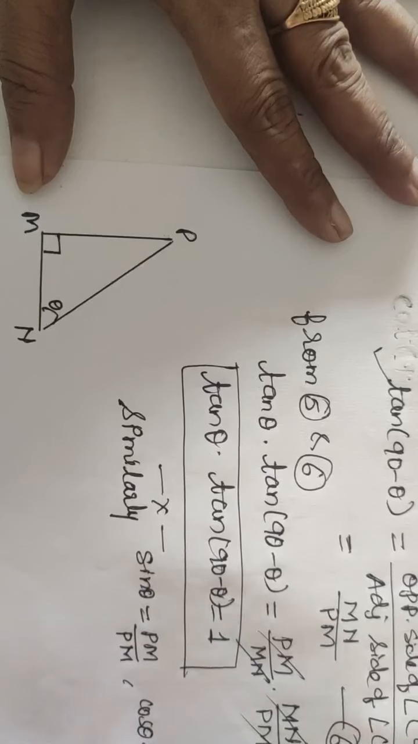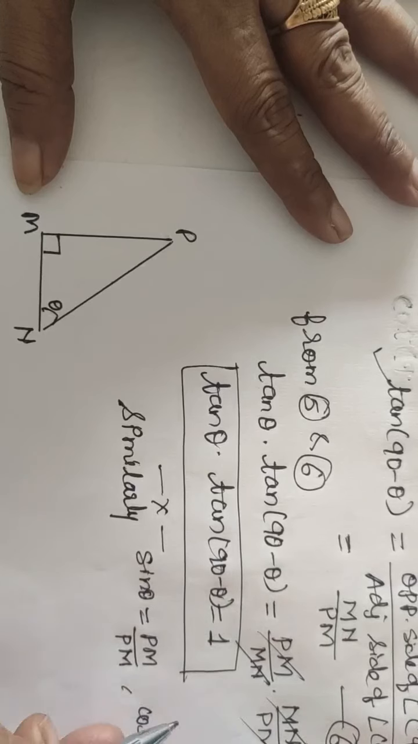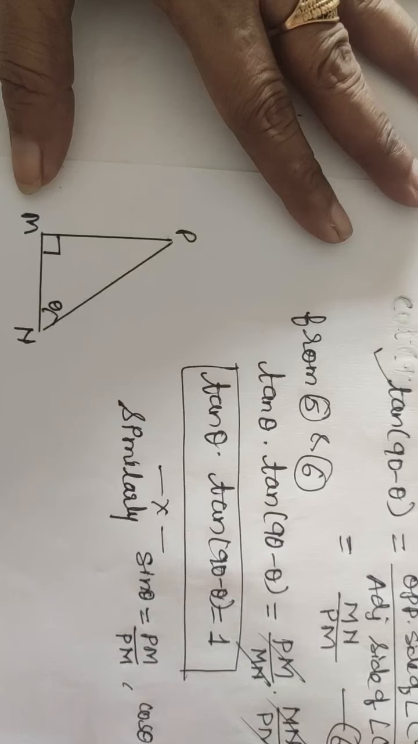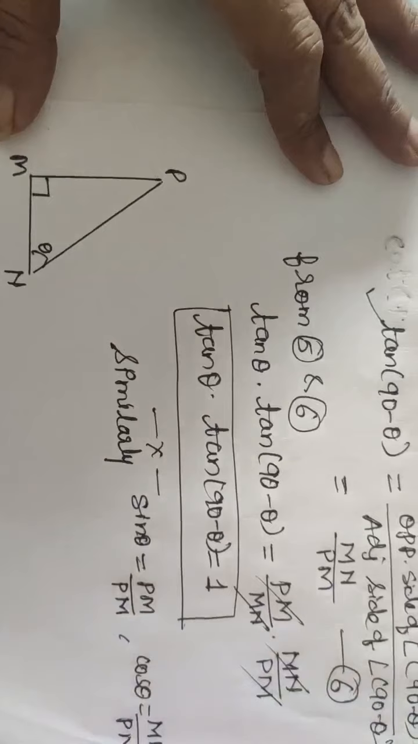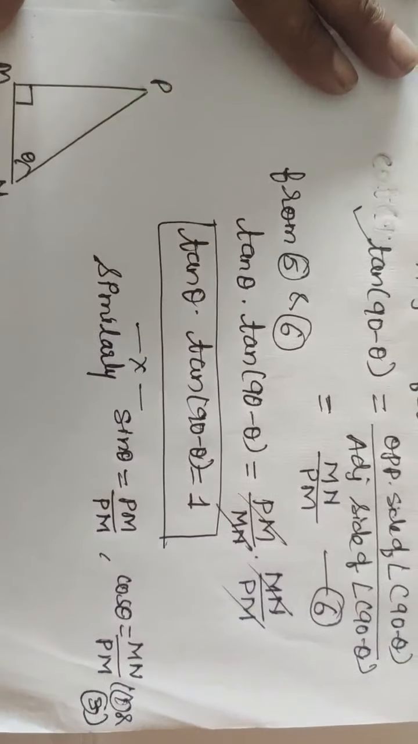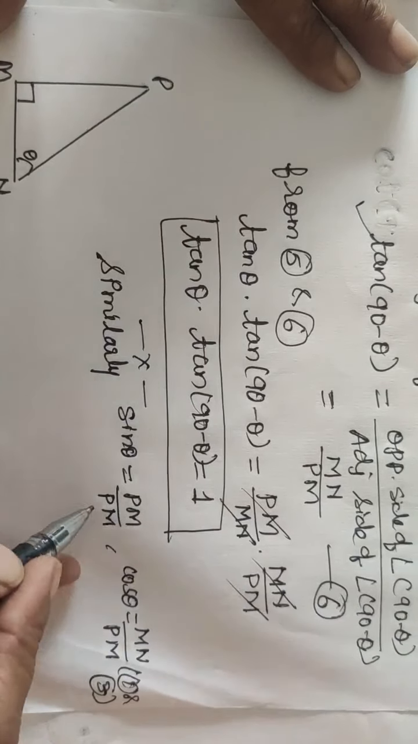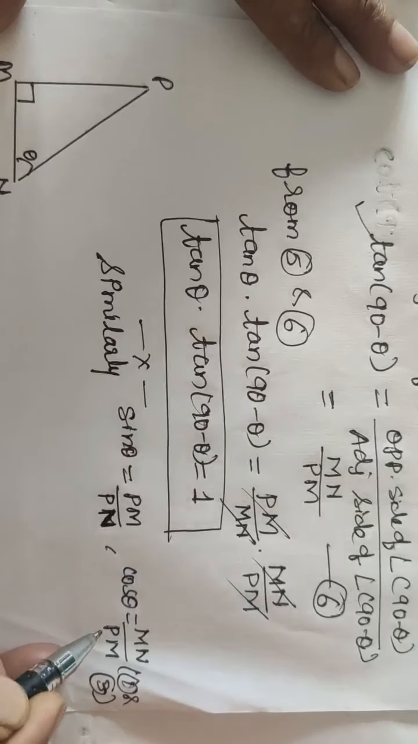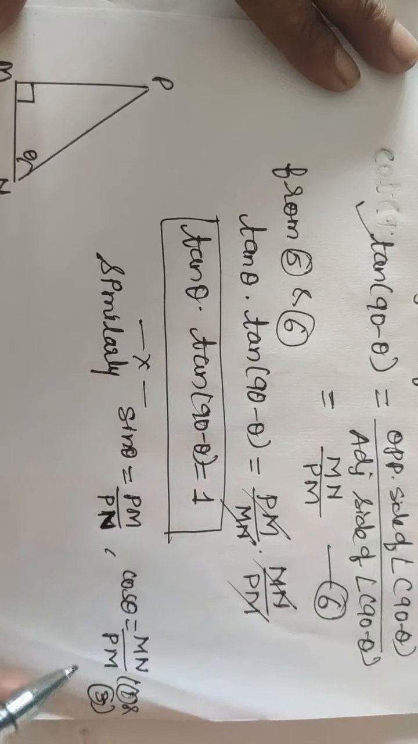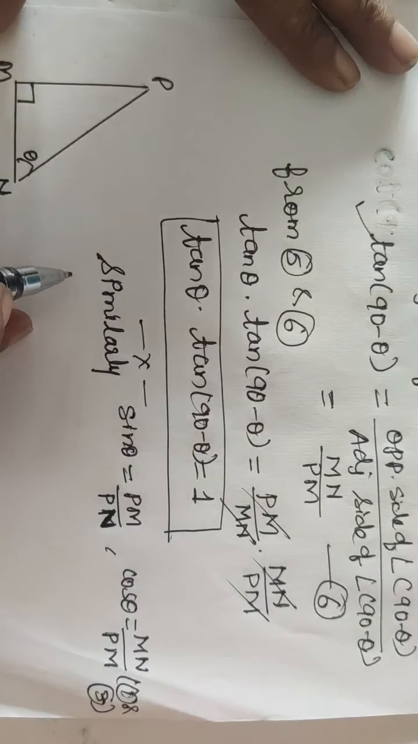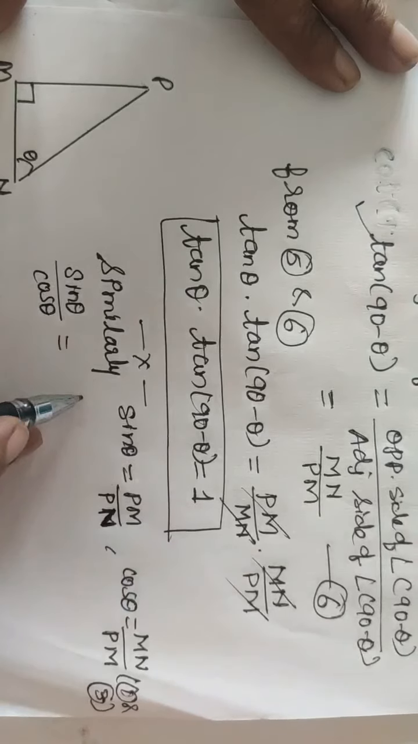MN by PN. You have got this from 1 and 3. See, sin theta is equal to PM by PN. Sorry, this is PN. And cos theta is equal to MN by PN. Now, if we find the ratio of sin theta by cos theta, sin theta by cos theta is equal to, sin theta is what?